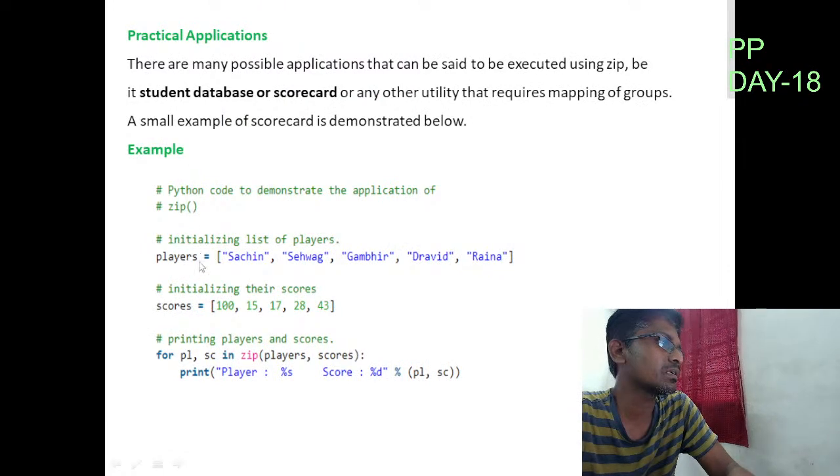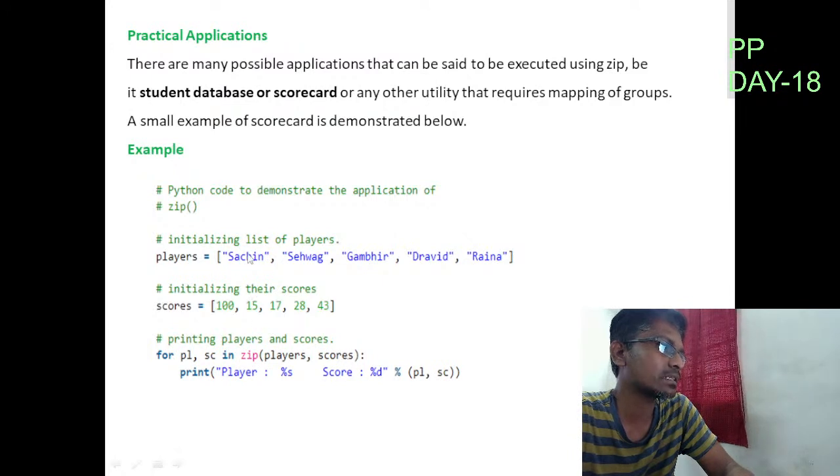For example, in this example I am writing players. So players is equal to Sachin, Sehwag, Gambhir, Dravid and Raina, and scores is equal to 100, 15, 17, 28 and 43. So now I am going to map players with the scores by using a zip function.